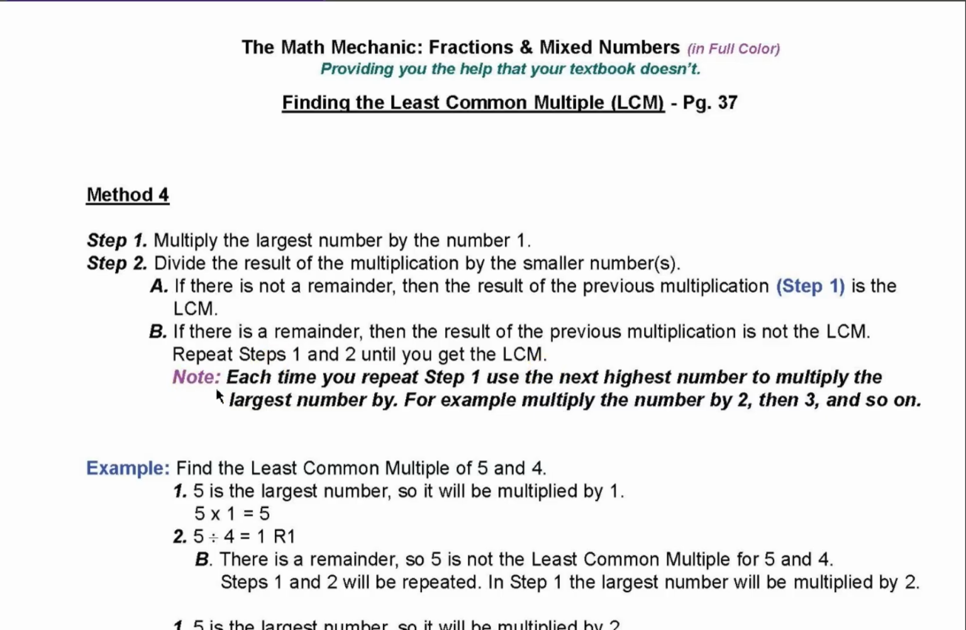Note: each time you repeat step 1, use the next highest number to multiply the largest number by. For example, multiply the number by 2, then 3, and so on.